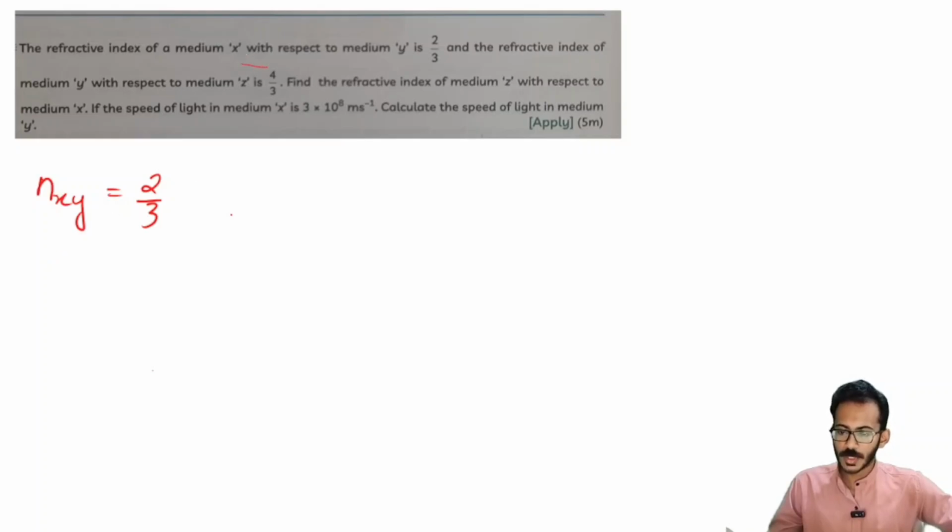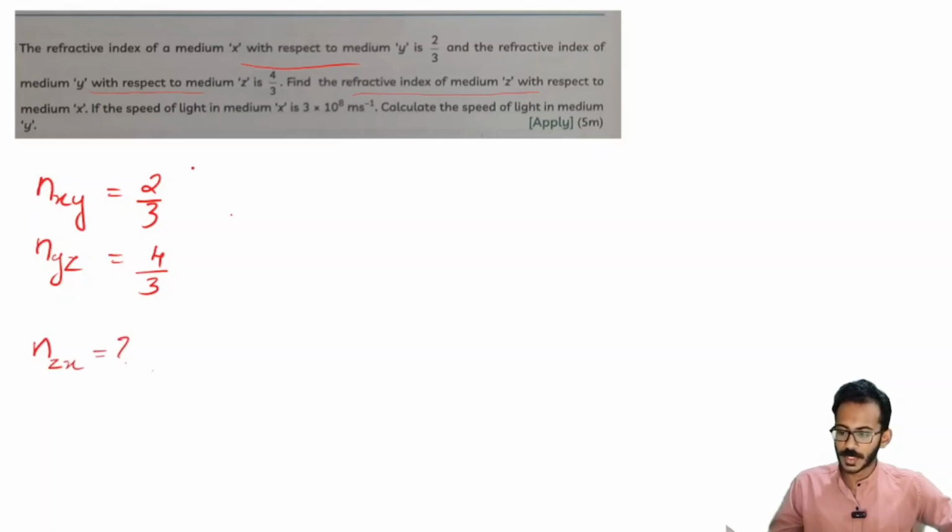Next, so this part is over. Then they have given the refractive index of medium y with respect to medium z is 4 by 3. So the refractive index of medium y with respect to medium z is equal to 4 by 3. Now find the refractive index of medium z with respect to medium x. So we have to find out the refractive index of medium z with respect to medium x.